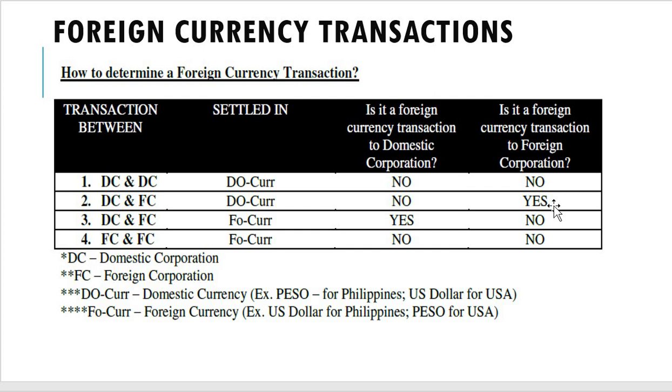So if it's a transaction between both foreign corporations, and to be settled in their currency, it is not a foreign currency transaction for both foreign corporations.